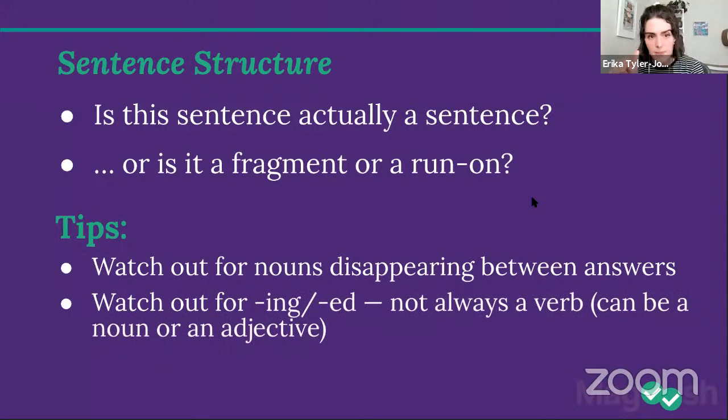Now this one's a little bit trickier because we also need verbs in sentences. So if a verb disappears between answer choices, that's important, right? That's going to be a clue that we either definitely need a verb or we definitely don't. But oftentimes what they do is instead of just pulling the verb out of the answer choice, they change the verb so it's not actually a verb, even though it looks like it is. So the clue here is ing or ed. And that's because ing and ed words sometimes are verbs, but sometimes they're nouns and sometimes they're adjectives.